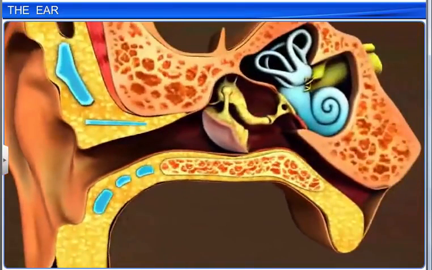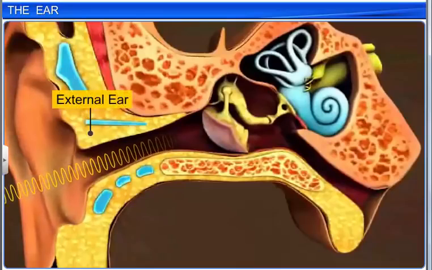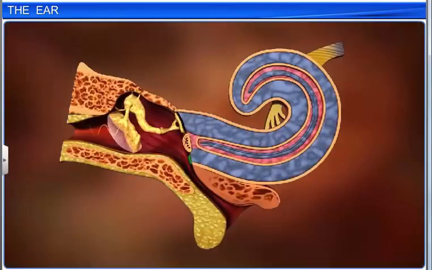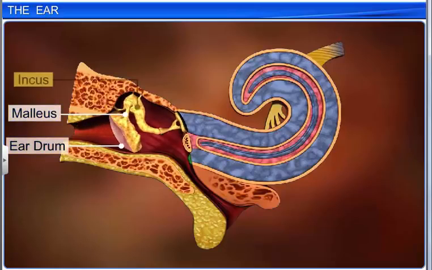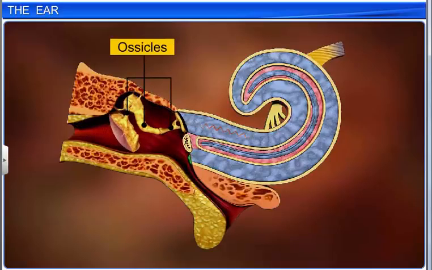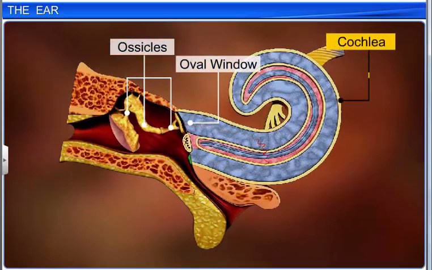Now we'll see how the ears enable us to perceive sounds. The external ear receives sound waves and directs them to the eardrum. The eardrum vibrates in response to sound waves and transmits them through the ear ossicles, the malleus, incus and stapes to the oval window. The ossicles, in turn, amplify the sound and pass the vibrations through the oval window to the fluid of the cochlea.